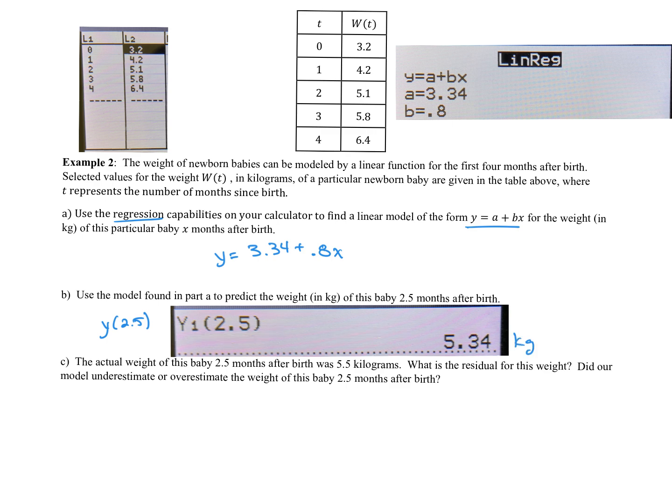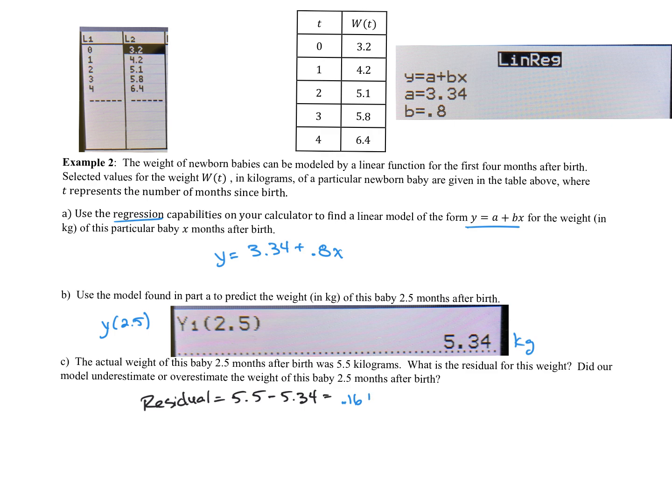All right, keep going. The actual weight of this baby 2.5 months after birth was 5.5 kilograms. What is the residual for this weight? Did our model underestimate or overestimate the weight of this baby 2.5 months after birth? All right, fantastic. How do we find a residual? The actual minus predicted. So what was the actual? 5.5. And then we're going to subtract our predicted value, which is found with our regression model. And so we subtract out what? 5.34.